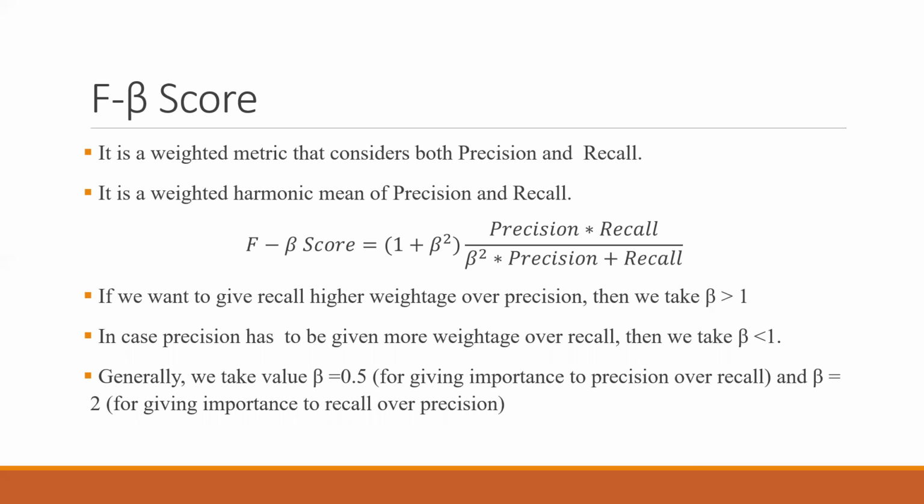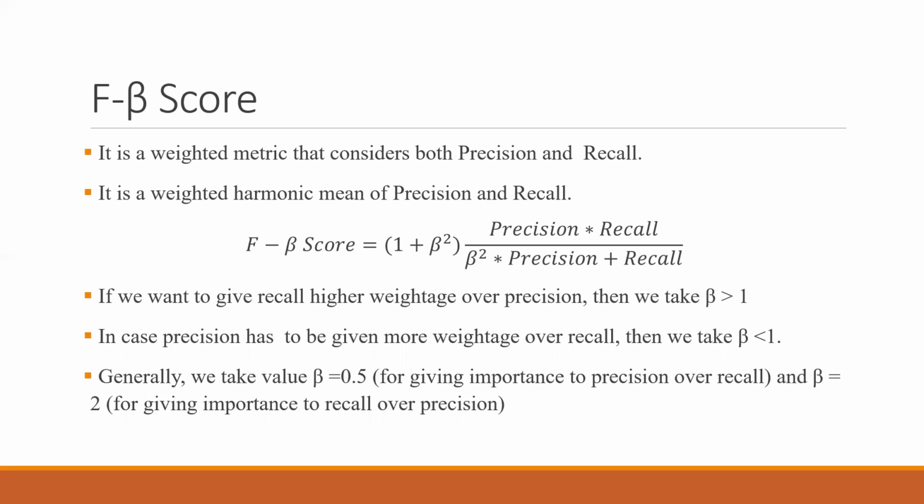Let's say that you substitute the value of 2 here, so it will be 1 plus 2 square, it will be 5. So 5PR divided by 4P plus R. Similarly, if you put the value of, let's say, 0.5 for beta, then it will be 1 plus 0.5 square, which is equal to 1.25 P into R divided by 0.25 P plus R. And in that way, you are giving more weightage to precision.